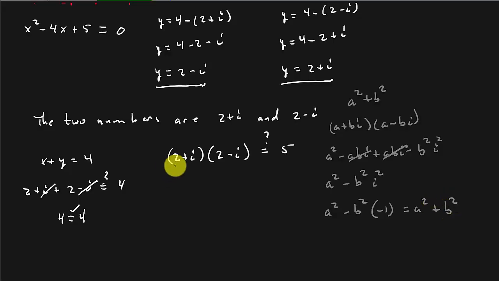So in this problem, a would be 2. And so that's going to be 2 squared plus, and then b is the number in front of i, which is 1. So that's plus 1 squared. And so that's going to give me 4 plus 1. And so I get 5 equals 5. That checks, and you can see that that is our solution.